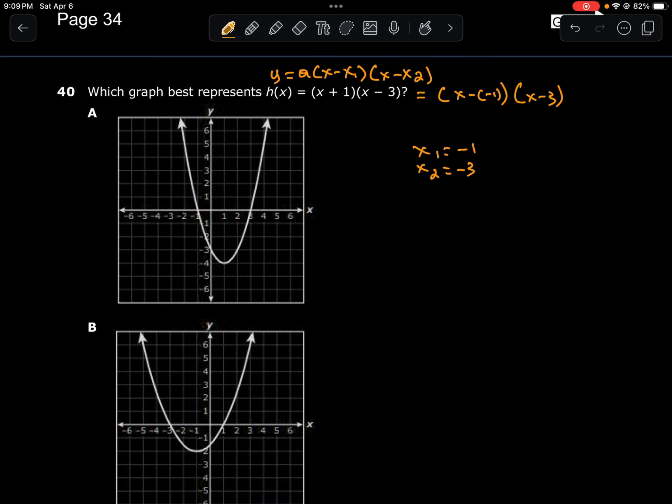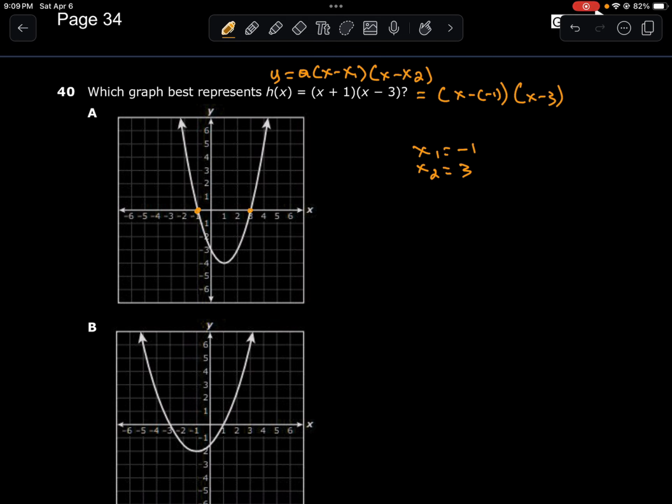But which one has x-intercepts negative 3, negative 1? Negative 1, negative 1, sorry. I made a mistake here. It's not negative 3. Whatever is after the negative is 3. So x2 is 3, not negative 3. Okay. So which has x-intercepts negative 1 and 3?